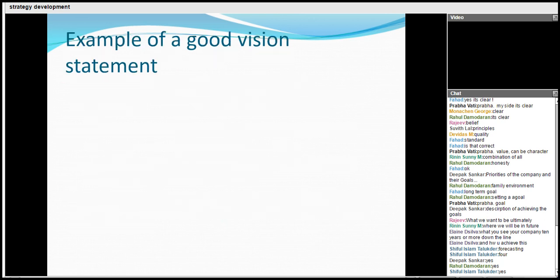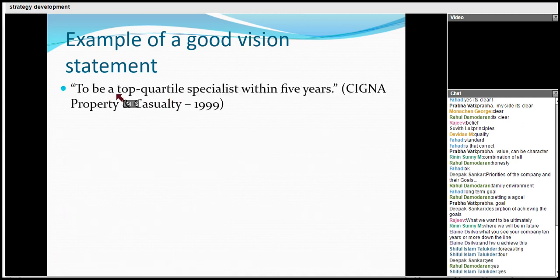Again, that's very important. Now, let's look at an example of a good vision statement. I think this should guide us to come up with a better vision statement. To be a top quartile specialist within 5 years. This is Cigna, property and casualty. This is the vision statement they wrote in 1999. Maybe they've changed it by now. So again, let's break this vision into pieces and see why it is a very good vision statement.